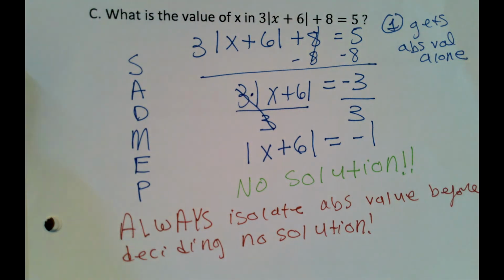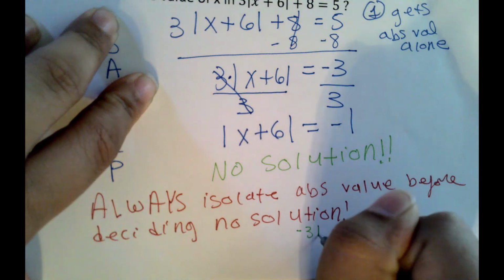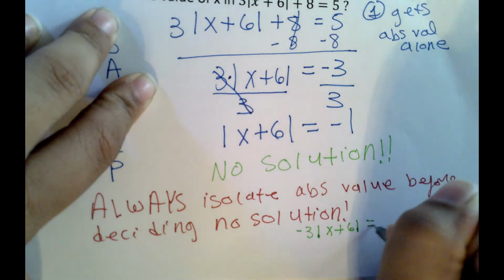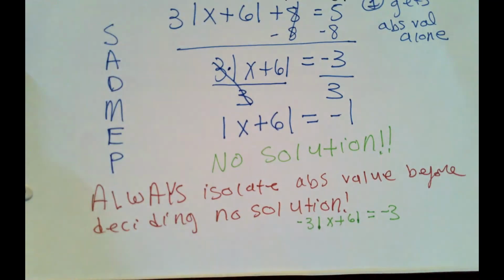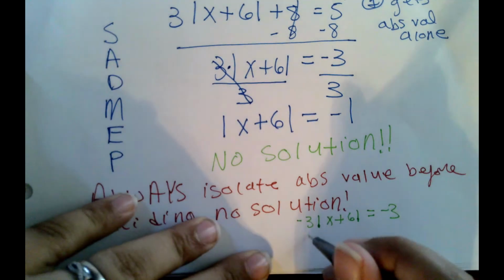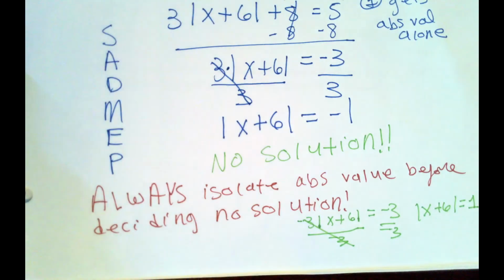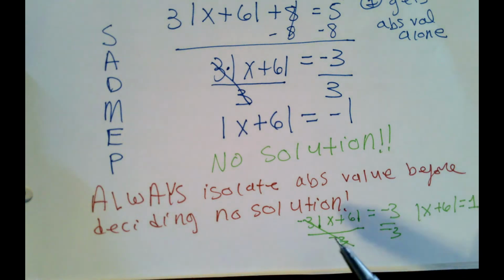Let me show you what I mean by that, by giving you this same problem with one thing changed. So if this was -3 times the absolute value of x plus 6 equals -3. Well, then what we do is we divide by -3. Then this would become the absolute value of x plus 6 equals 1. This has solutions. But if you would have said, oh, it's negative and went on and said no solution before isolating your absolute value, then you would have been wrong.